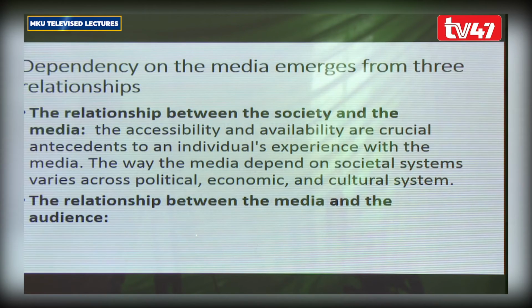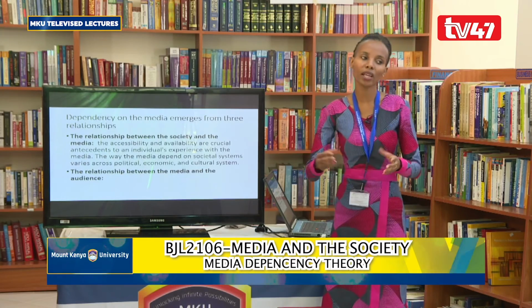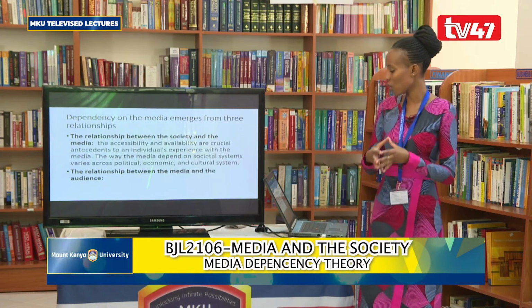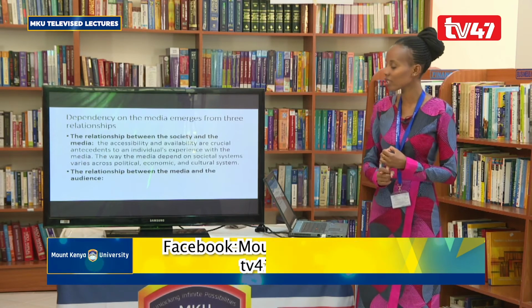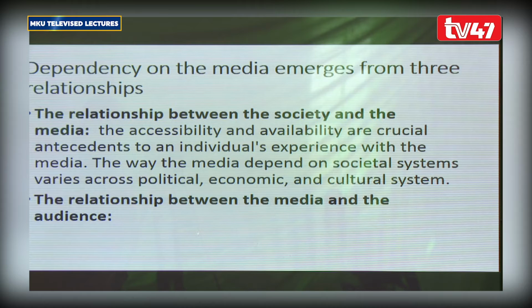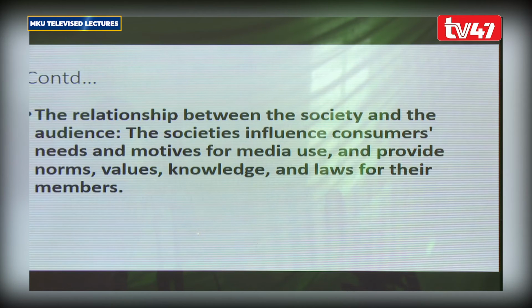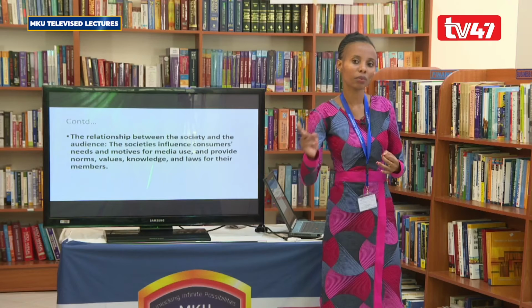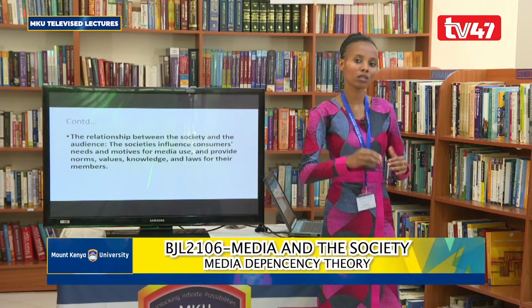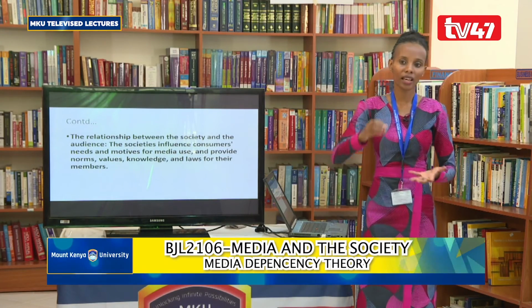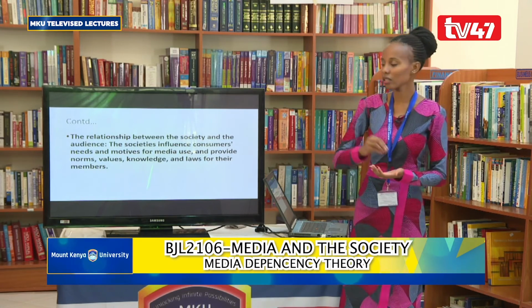Now we'll also look at the dependency on the media. The dependency on the media emerges in 3 areas, or 3 forms, or 3 relationships. Number 1 is the relationship between the society and the media, the relationship between the media and the audience, and the relationship between the society and the audience. You find that the society depends on the media, the audience depends on the media, and the audience depends on the society, because the society is the big umbrella that the media depends on, and the audience also depends on.